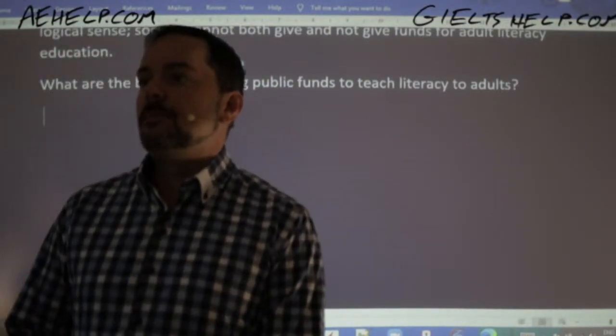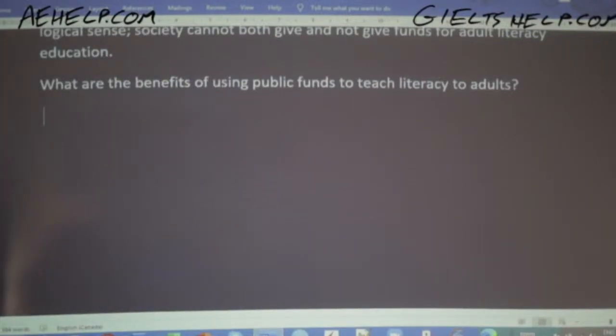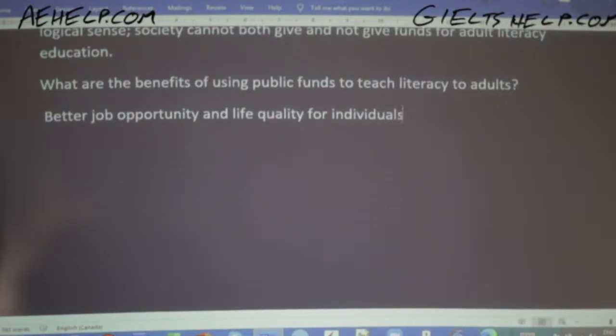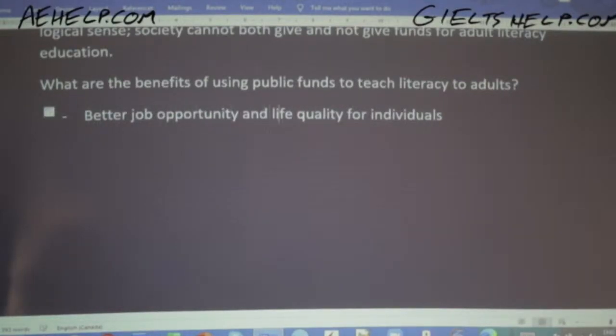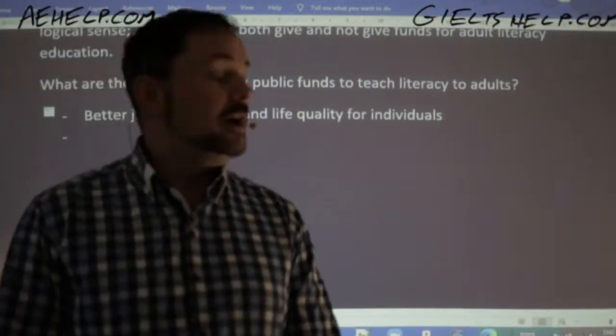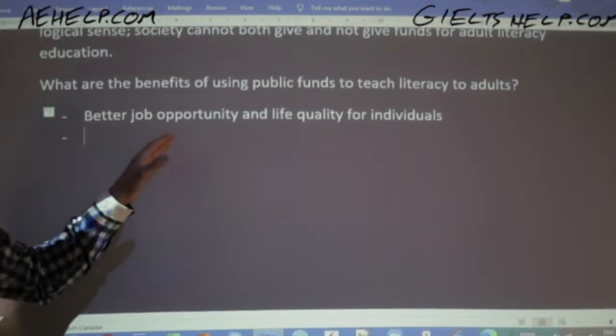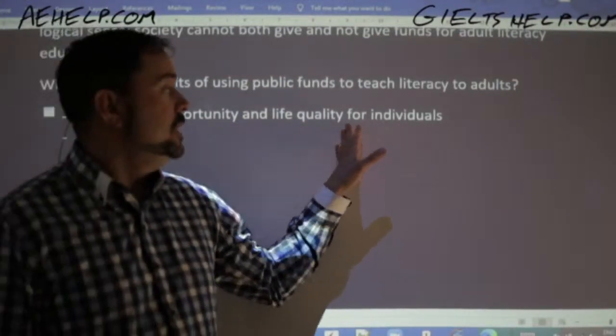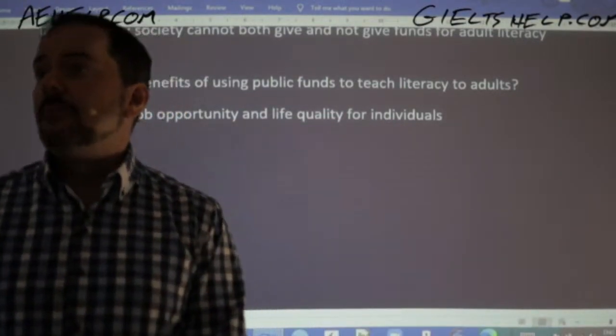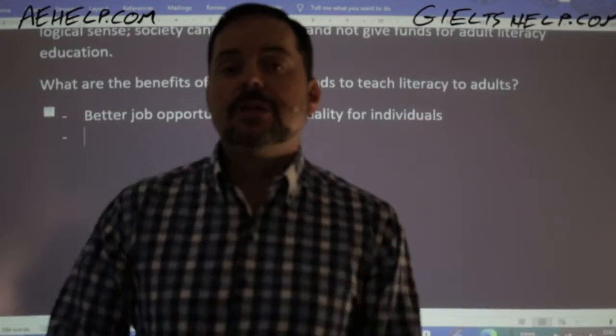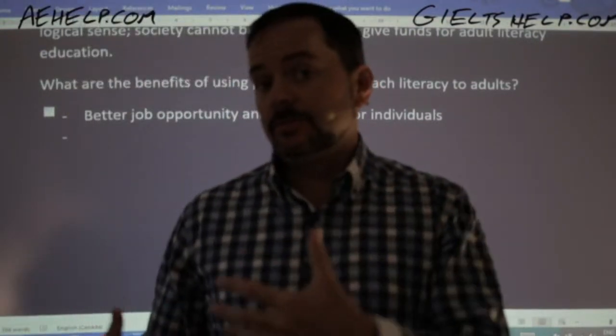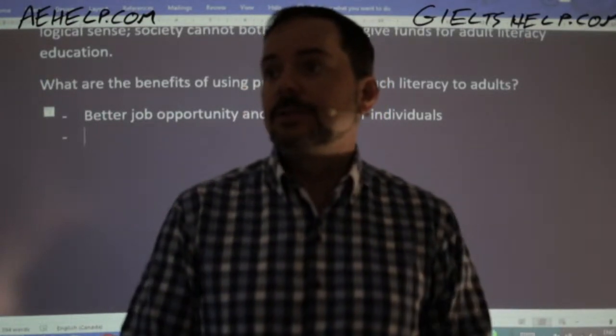So Rajvir says, better job opportunities and life quality for individuals. Okay, so that would be a good answer, sure. Okay, what else? So if we teach adults to be literate who cannot read and write, that will certainly create more job opportunities for those individuals, and it will most likely lead to an improvement in the quality of life of individuals. What else? There's more. So keep your thinking broad, okay? Just imagine, I cannot read, I cannot write, I learned to read and write, I get a good job, and now I'm doing what? Okay, Shri, very good.